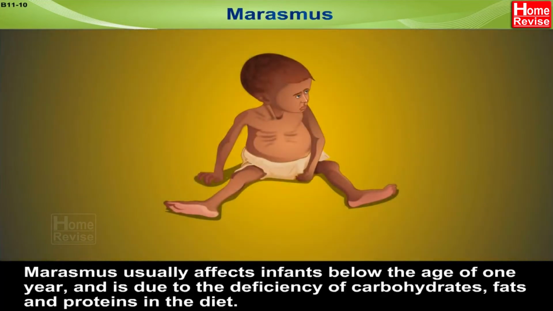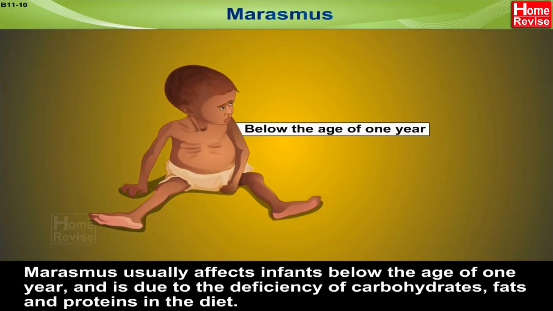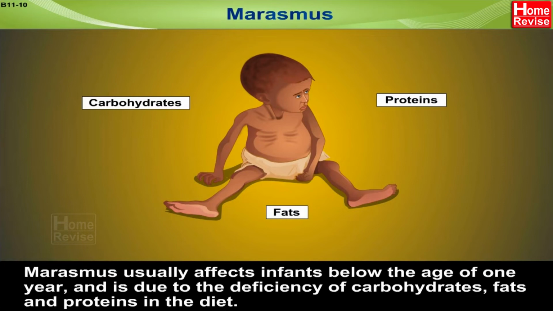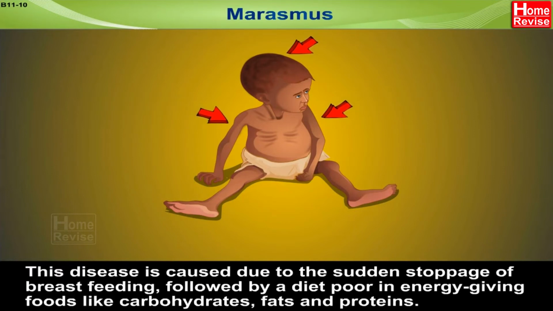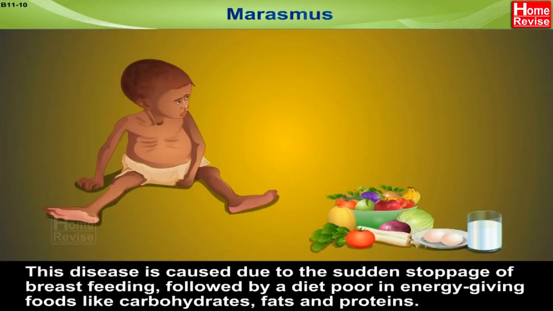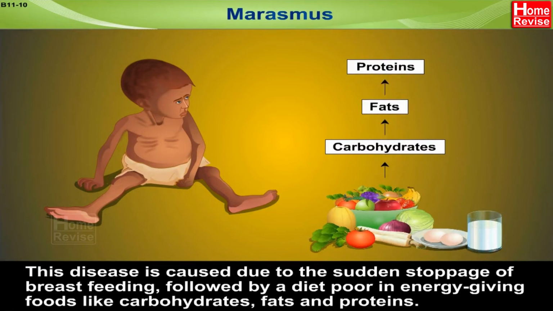Marasmus usually affects infants below the age of 1 year and is due to the deficiency of carbohydrates, fats, and proteins in the diet. This disease is caused due to the sudden stoppage of breastfeeding, followed by a diet poor in energy-giving foods like carbohydrates, fats, and proteins.